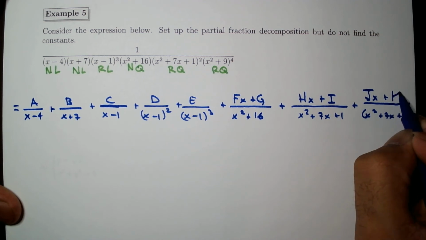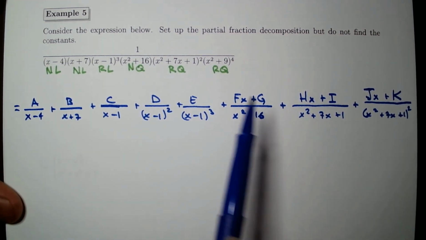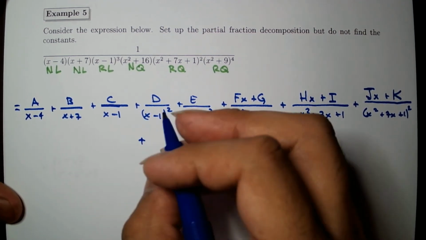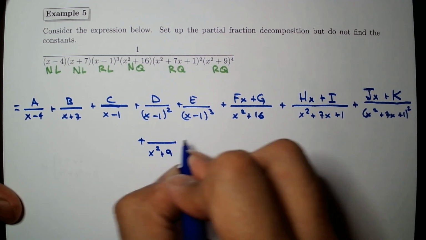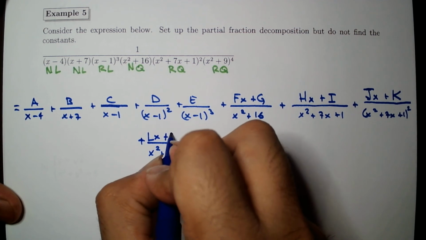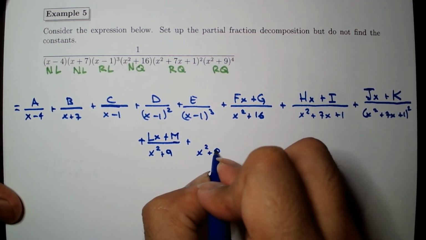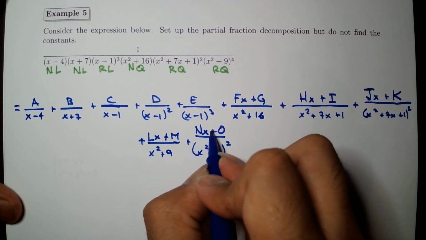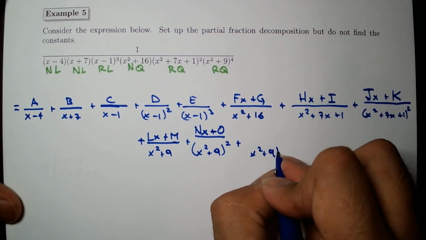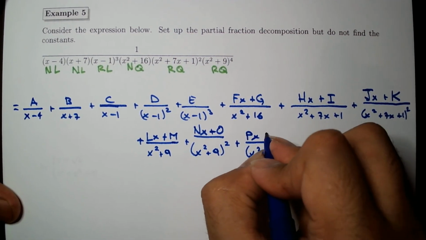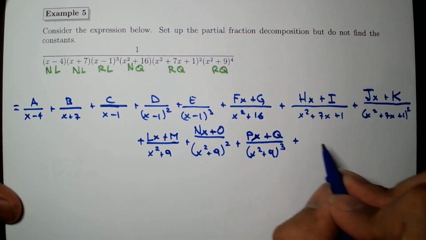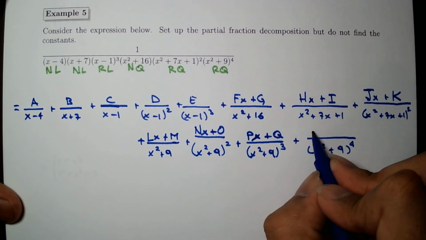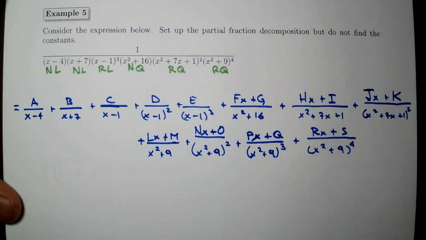x plus k. Alright. And then we're going to do 4 more fractions for this x squared plus 9 to the fourth power. That is plus x squared plus 9. So that's lx plus m, plus x squared plus 9 quantity squared, nx plus o, plus x squared plus 9 to the third power, px plus q, and then x squared plus 9 to the fourth power, and that's rx plus s. We almost covered the entire alphabet.